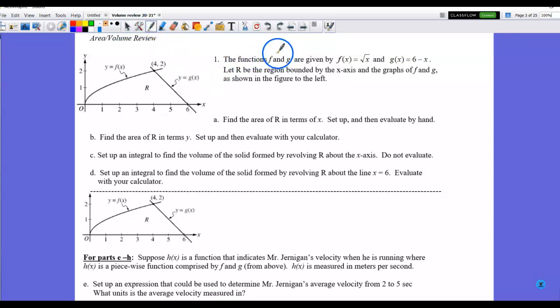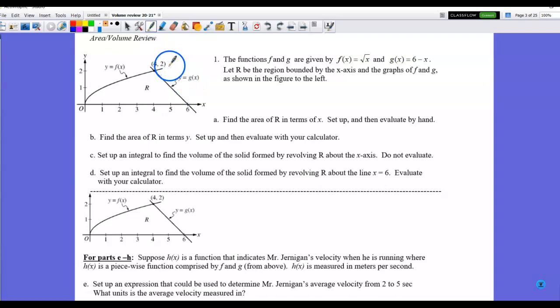So problem number one, you have two functions, f and g, and f is a square root function, which is given right here. It's already graphed for you in green, so this is f of x. And then you have the equation of a line, 6 minus x, which is this line right here. And those two curves form a region whose name is R. So R is this region right here, the enclosure. It's also bounded by the x-axis, and it's shown in the graph to the left.